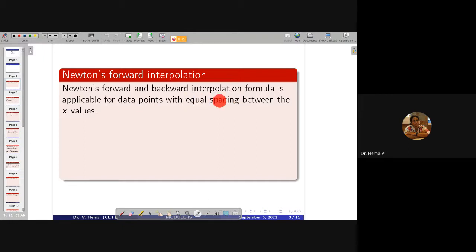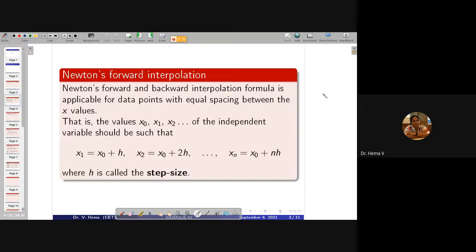Look at this, very important. How will you distinguish whether we have to choose Lagrange's interpolation method or Newton's forward or backward method, unless it is specified? If the given data values are equally spaced, we have to stick to Newton's forward or backward. If they are unequally spaced, go for Lagrangian method. Is it clear? If the values are unequally spaced, go for Lagrangian method. If they are equally spaced, go for Newton's forward or backward.